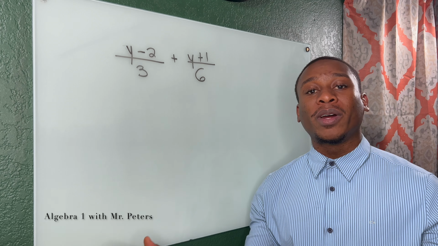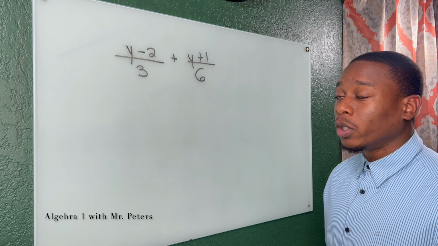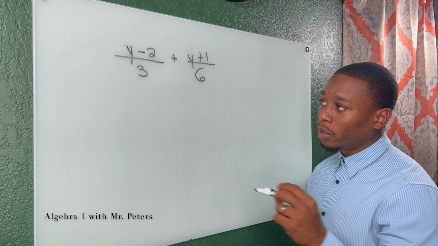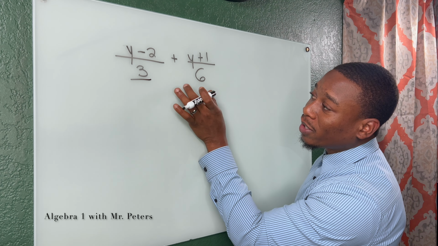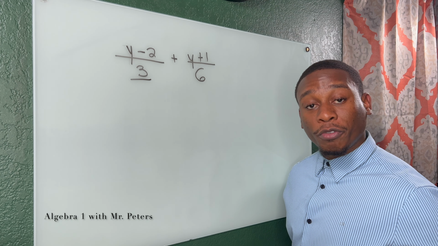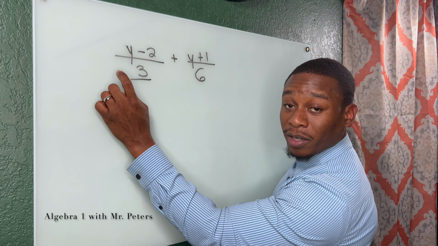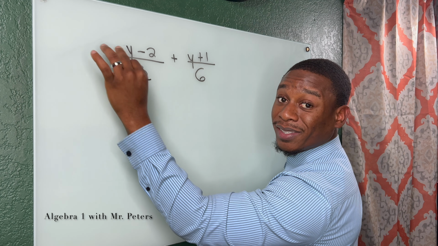Moving into problem number one now. We reviewed the rules. What do we need to do when we look at this problem? Number one, the denominator is not the same. For me to get 3 to 6, I have to multiply by 2. And just remember with fractions, if we're multiplying the bottom or the top, we have to make sure we multiply both of them by the same number.